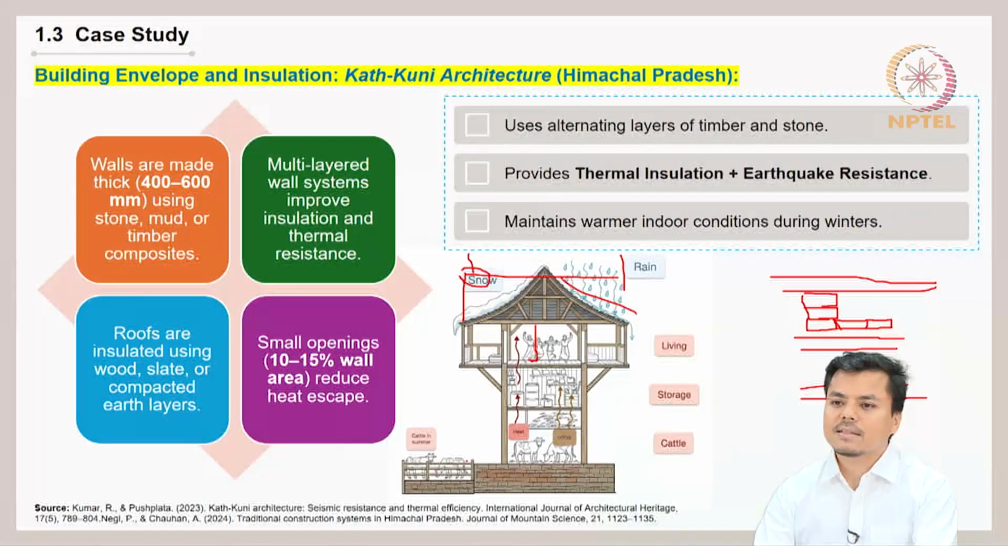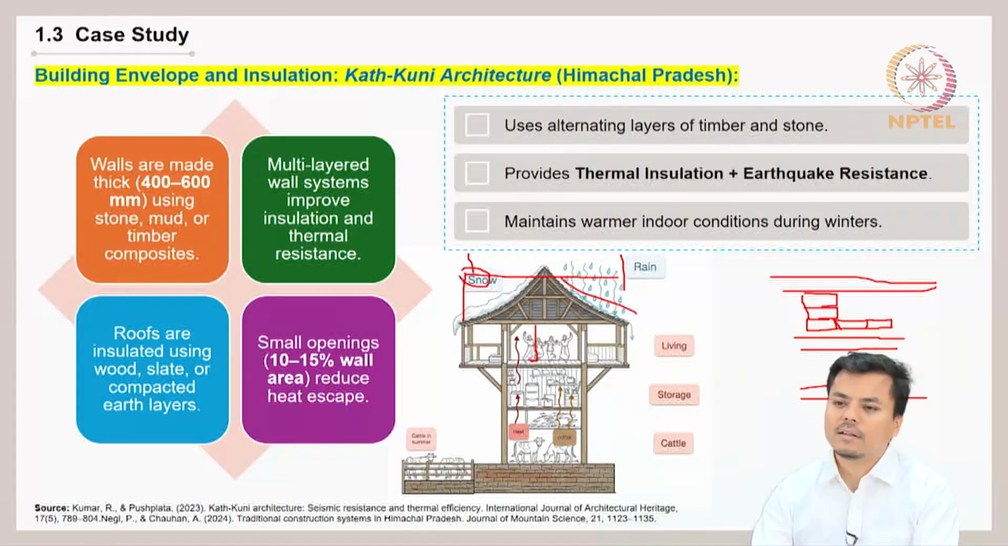And then cattle are placed at the base so that the heat generated from these domestic animals is allowed to enter the structure, and it will heat these spaces. So these are some local vernacular design principles which are followed in Kath Kuni architecture.